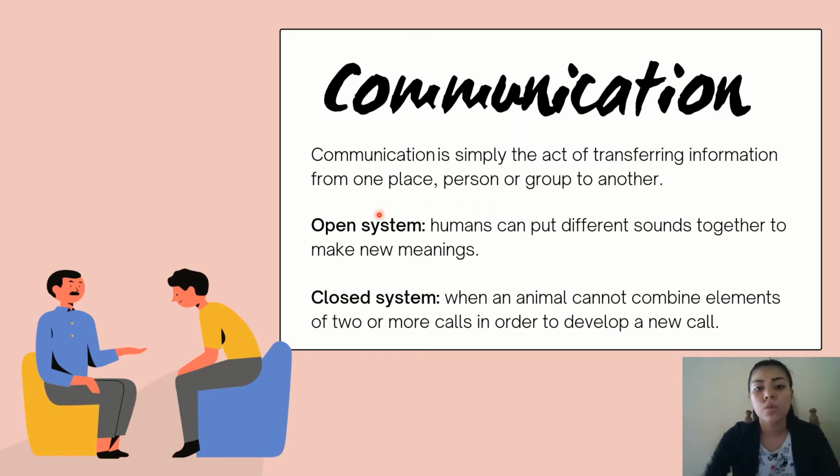In communication, we have two types: human language and animal language. In human language, we have an open system. An open system is when humans can put different sounds together to make new meanings. But in a closed system, an animal cannot combine elements of two or more codes in order to develop a new code.